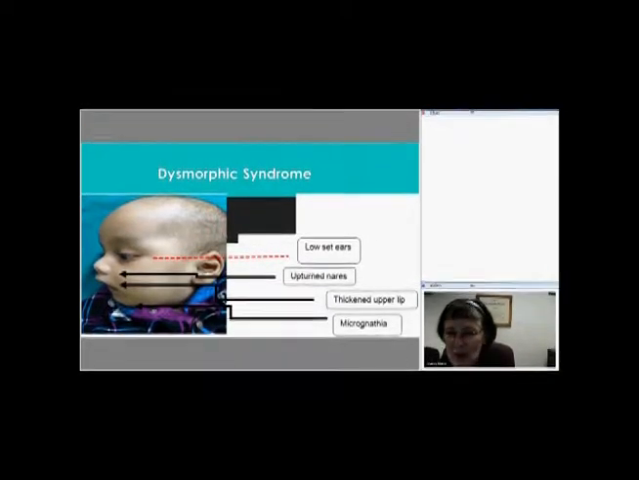And the other thing you can have, I saw a little boy this week who had a really big forehead, and that goes along with the dysmorphic. The little childlike face and then this bigger forehead also is seen in dysmorphic syndrome.